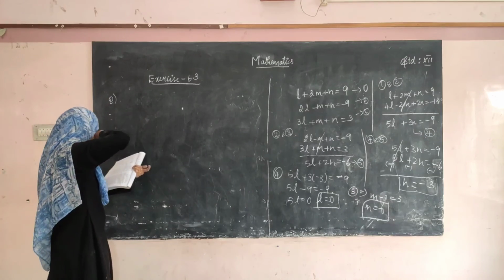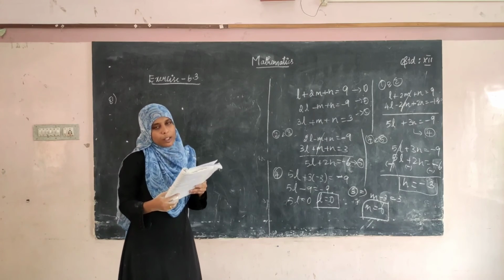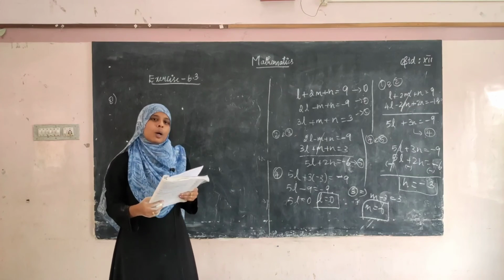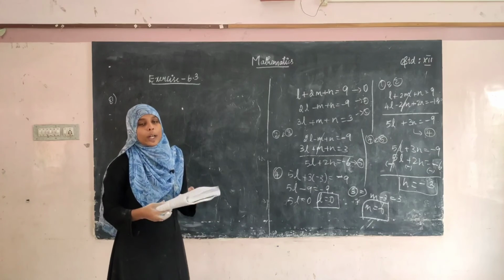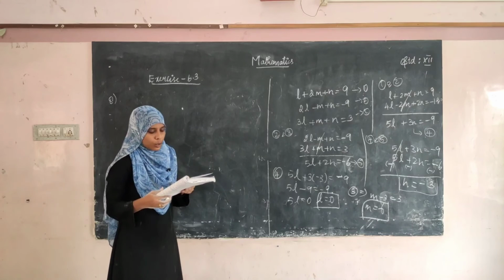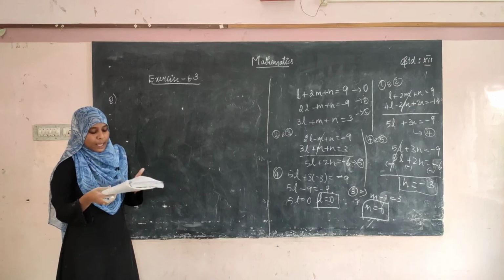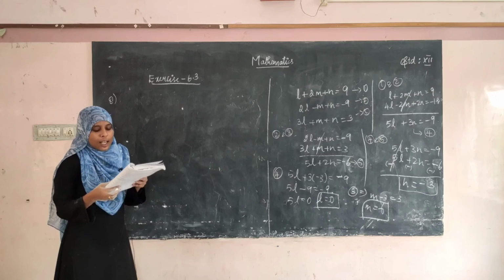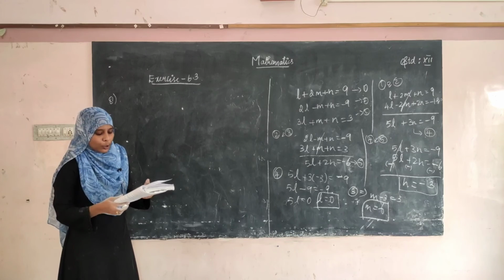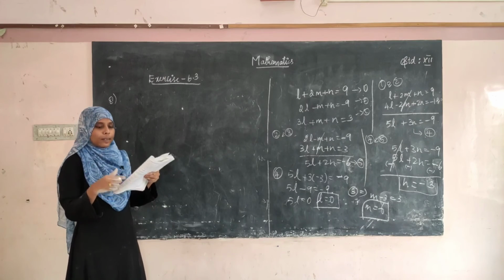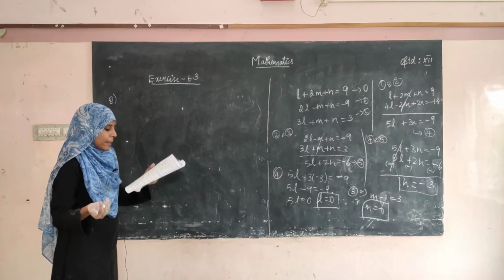Last sum. If A cap, B cap and C cap are 3 unit vectors. What's the meaning of unit vectors? Modulus of unit vector equal to 1, not 0, it is 1. That is called as unit vector. Such that B cap and C cap are non-parallel, and A cap cross B cap cross C cap is equal to 1 by 2 into B cap. Find the angle between A cap and C cap. So we have to find the angle between A cap and C cap.